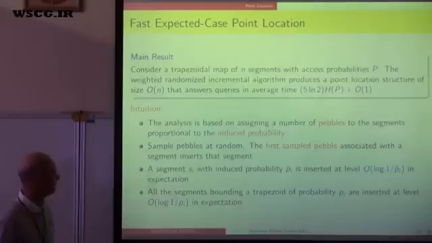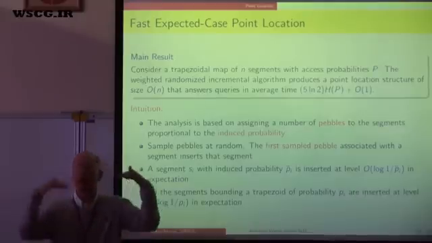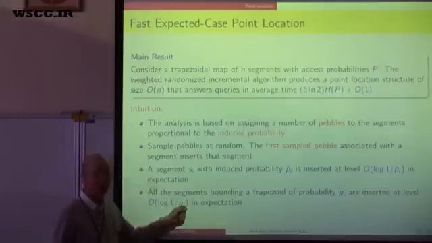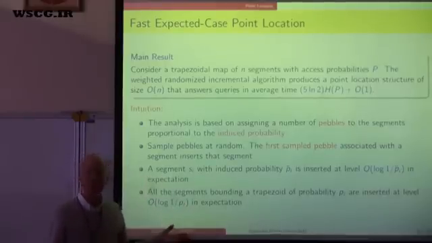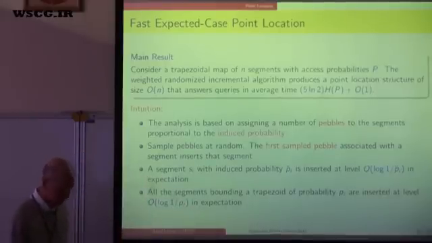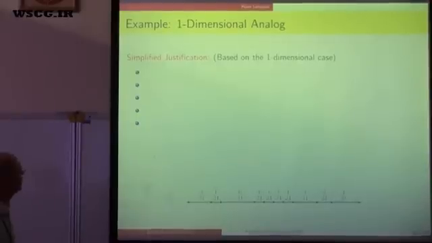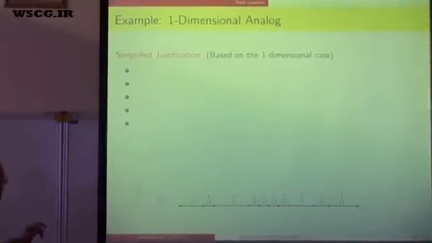And then the final observation is this, that in order to bring a trapezoid into existence, I have to bring its 4 defining elements into existence. And if a trapezoid has a high probability, well, because it's distributing lots of pebbles to its incident segments, those segments will be introduced at a fairly early level in the tree. So here's a brief illustration of the algorithm. I'm just going to look at the one-dimensional example here just to illustrate the idea.